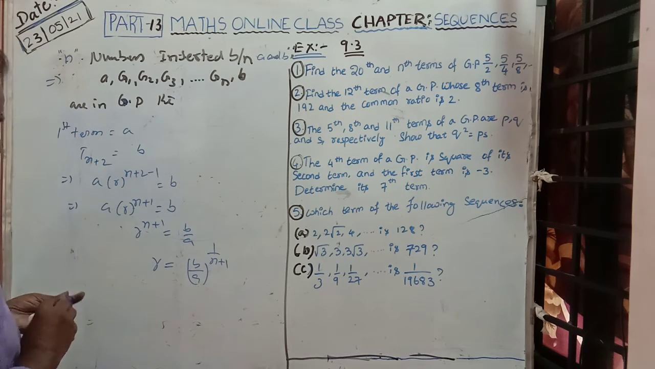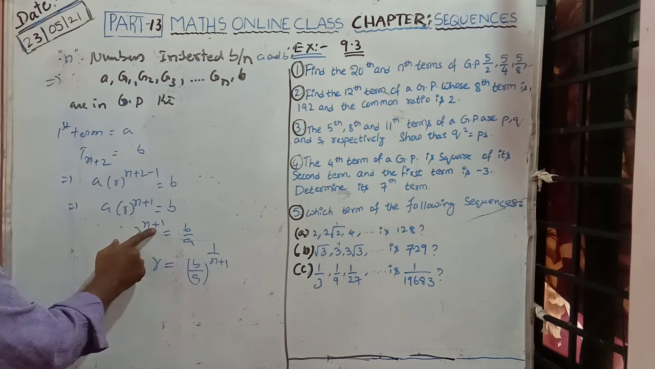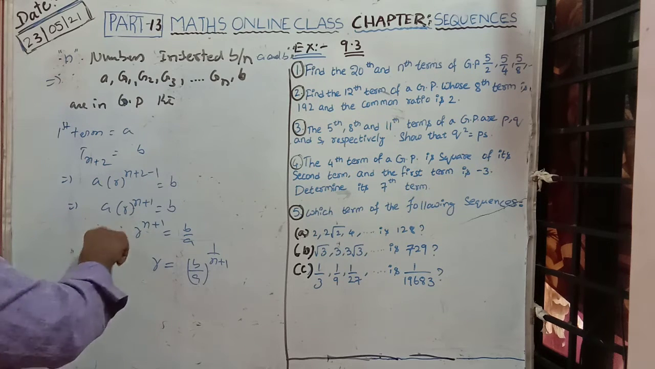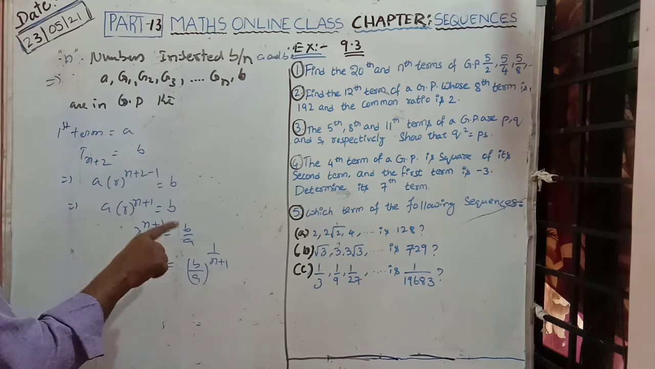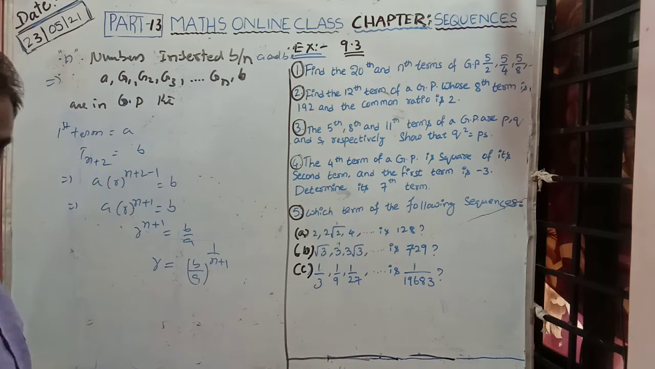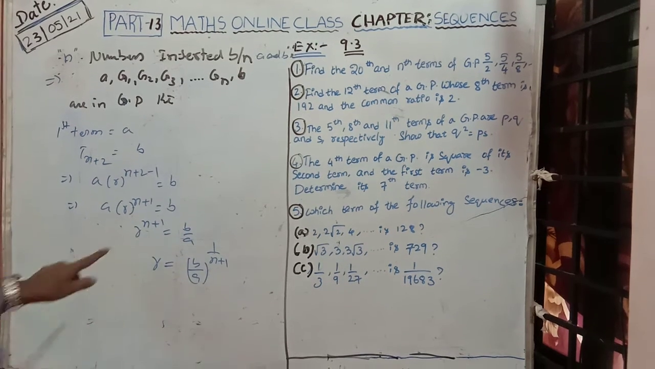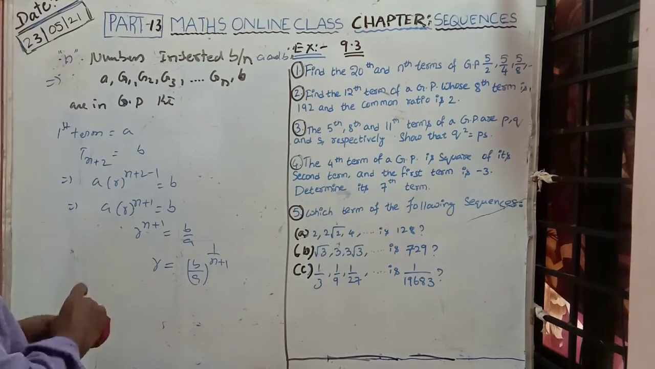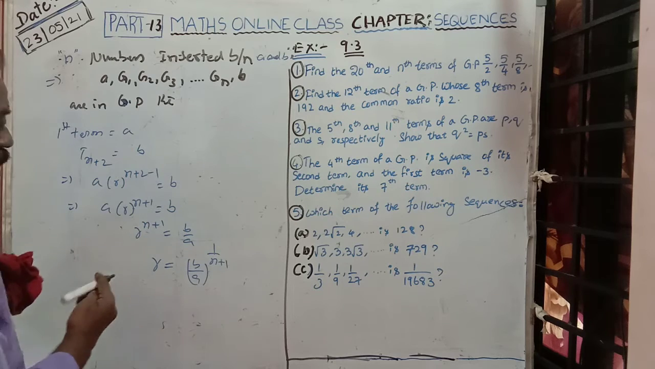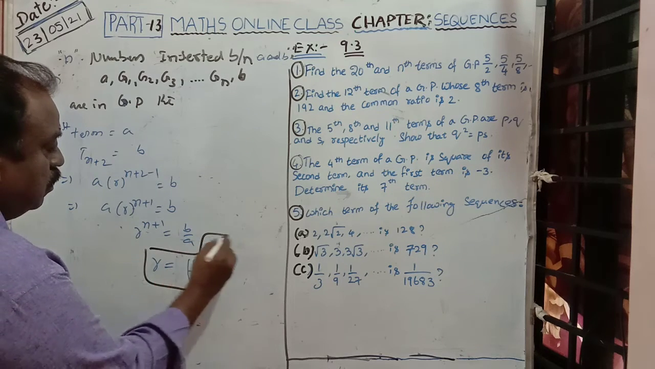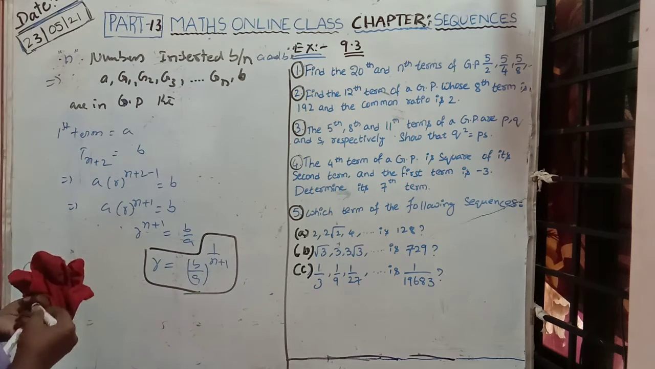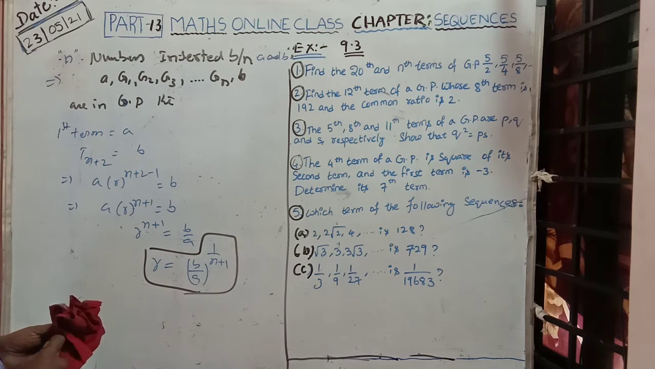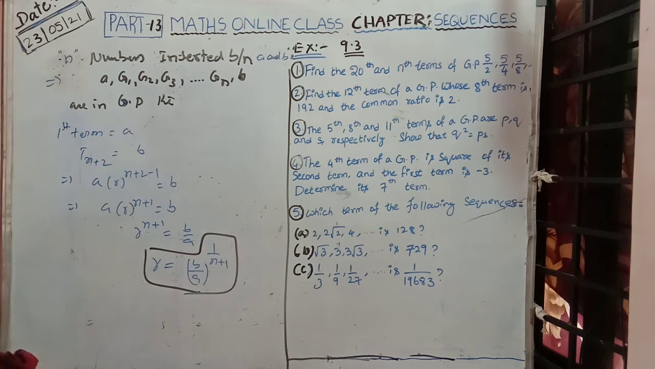R is equal to (B by A) power 1 by n plus 1. Here you observe R has the index n plus 1. If on both sides we take the 1 by n plus 1 root, then it cancels. Otherwise, this index goes to the other side as 1 by n plus 1. So the common ratio R is equal to (B by A) power 1 by n plus 1.